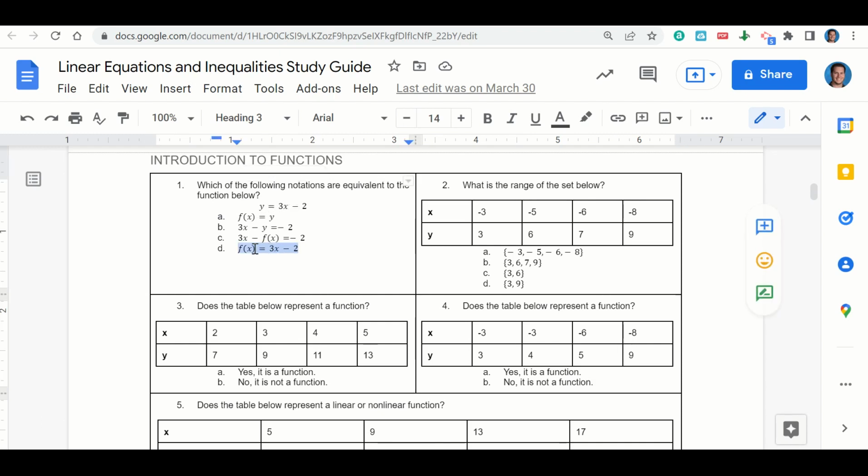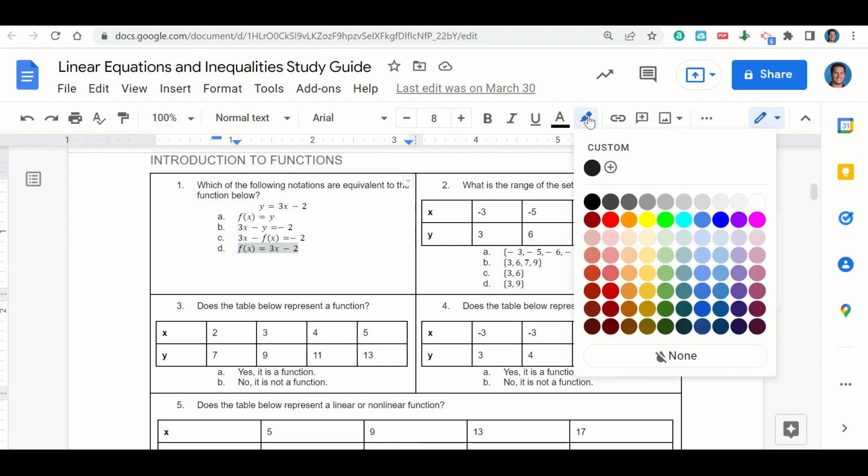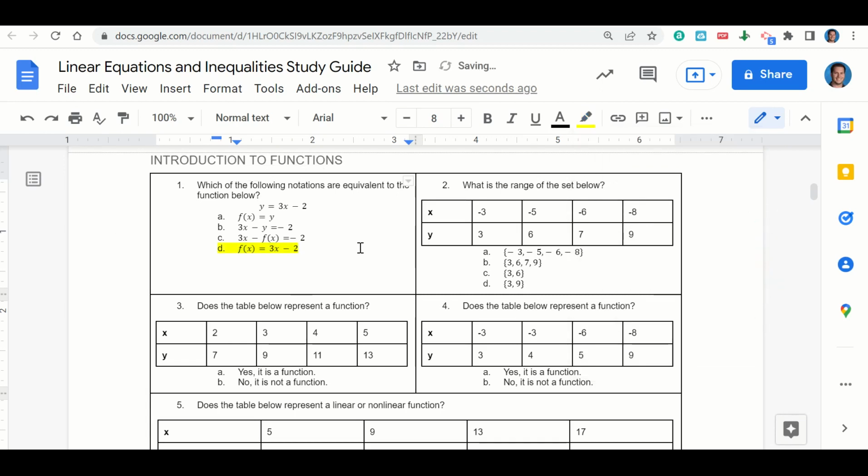So what you're going to do is highlight it, and I'm going to go to this little highlighter button here. I'm going to click that, and I'm going to highlight it and make it yellow. You can choose any color you want to highlight it. The key is just make it some color that stands out so that when I go through this, I can see exactly what your answer is right away. So that's our first one. Then we'll go to the second one.